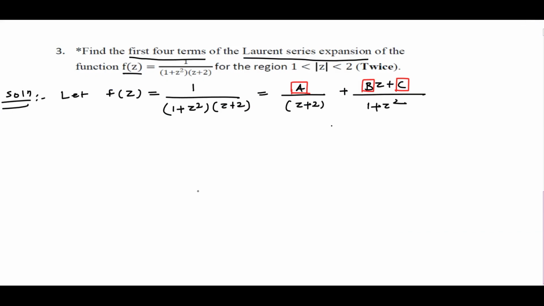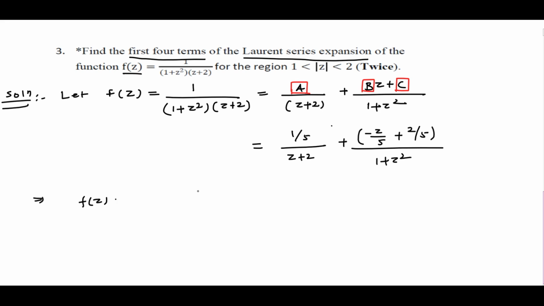So we can write the given function f(z) as 1/5 over (z + 2) plus (-z/5 + 2/5) over (1 + z²). So now the given function f(z) can be written as 1/5 (z + 2). Take the -1/5 as common, so we will get (z - 2) over (1 + z²).